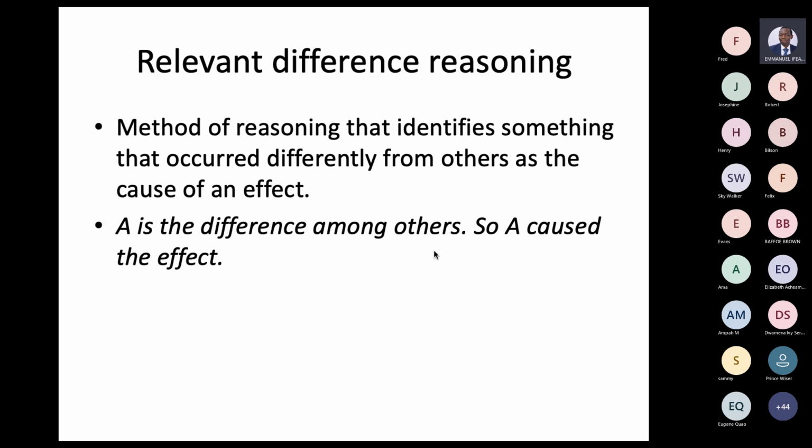This is the method of reasoning that identifies something that occurred differently from others as the cause of an effect. Relevant difference reasoning. Look at the name of the reasoning. A method of reasoning that identifies something that occurred differently from others as the cause of an effect. A is the difference among the others. So A caused the effect.